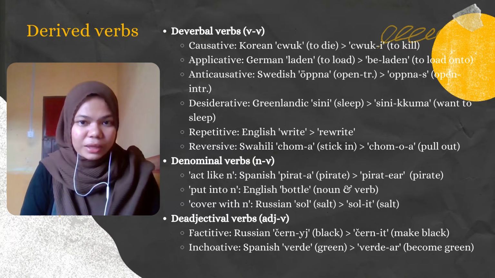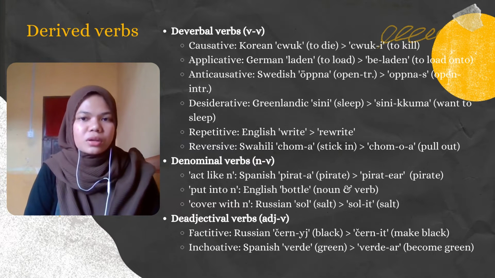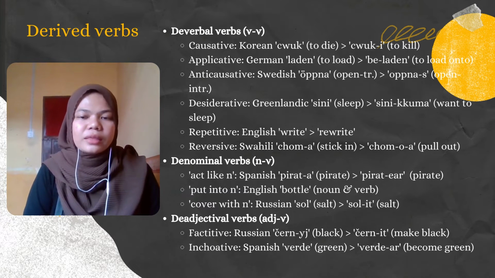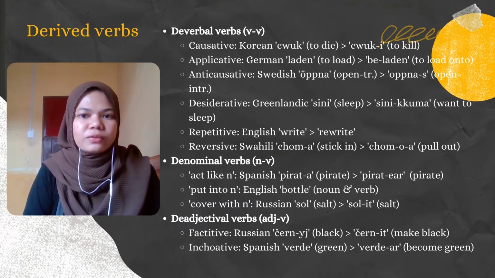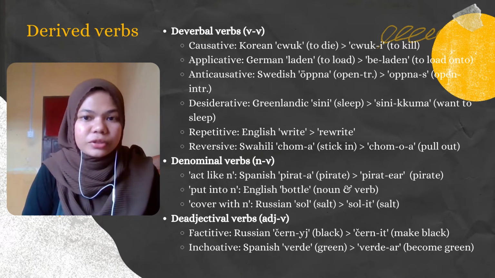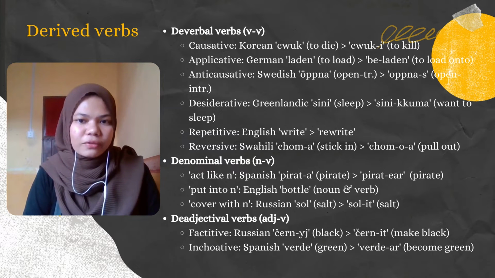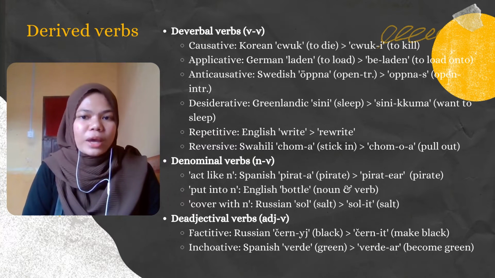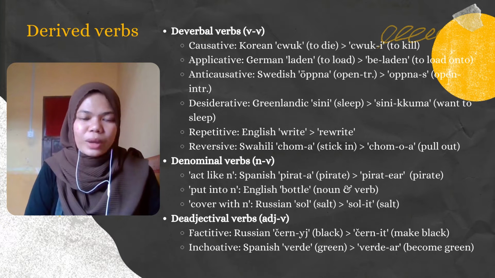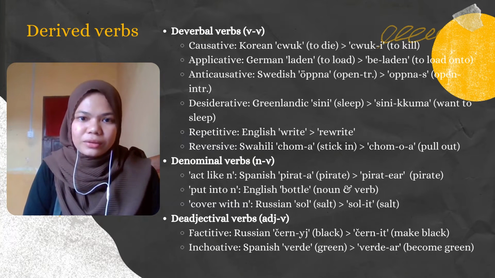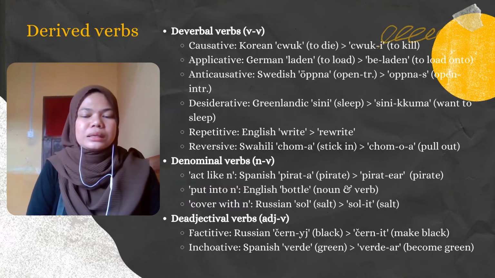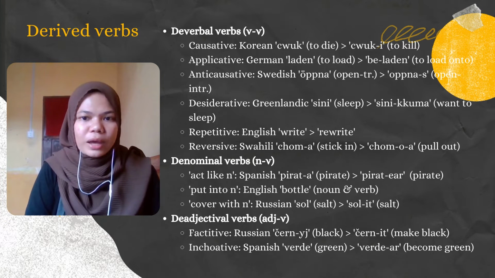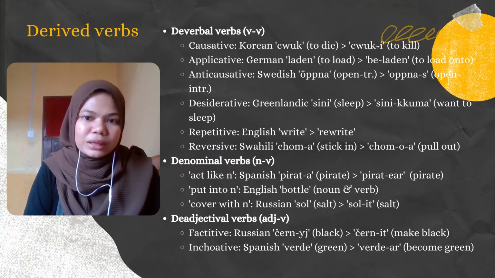Next, we are going to look at the pattern of the derived verbs. Under the verbal verbs, we have causative verbs, applicative verbs, anti-causative verbs, desiderative verbs, repetitive verbs, and reversive verbs. Next, we have the nominal verbs, where nouns become verbs. We have act-like verbs, put-into verbs, and cover-with verbs. The last one is the adjectival verbs, which are verbs from adjectives. We have factitive verbs and inchoative verbs.